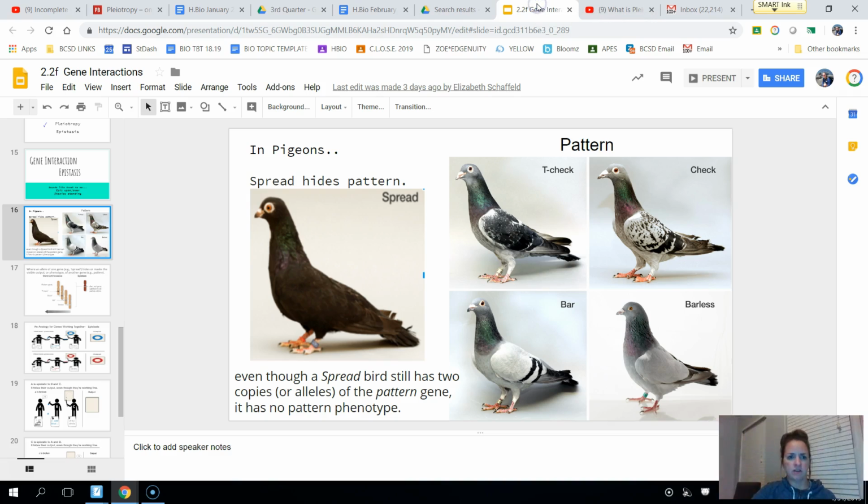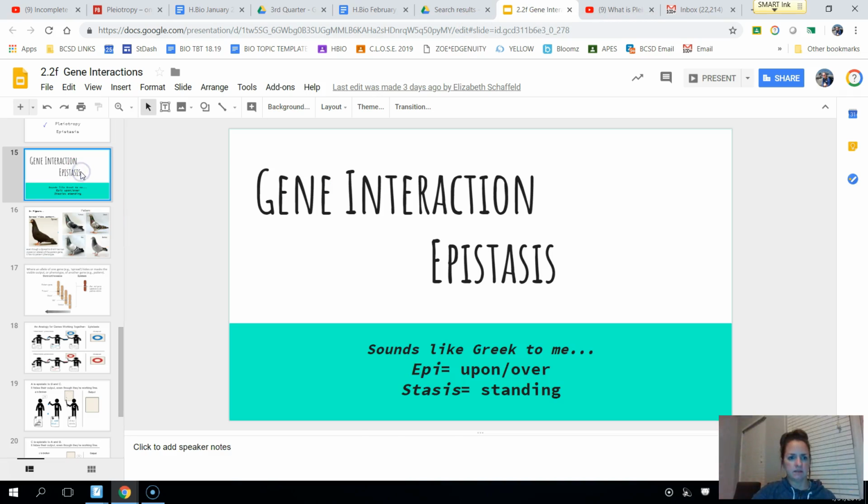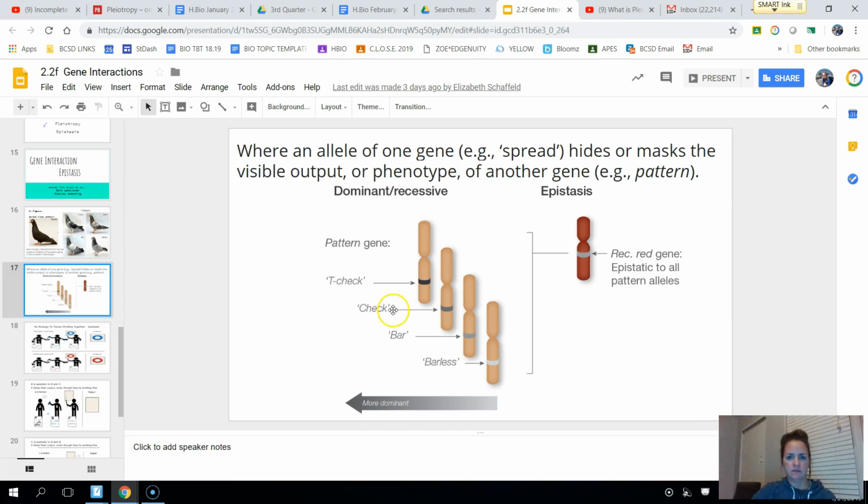Okay, so that pretty much sums up our gene interaction epistasis. Here is another example, explanation, where an allele of one gene, again, spreads or masks over the visible phenotype of another gene.